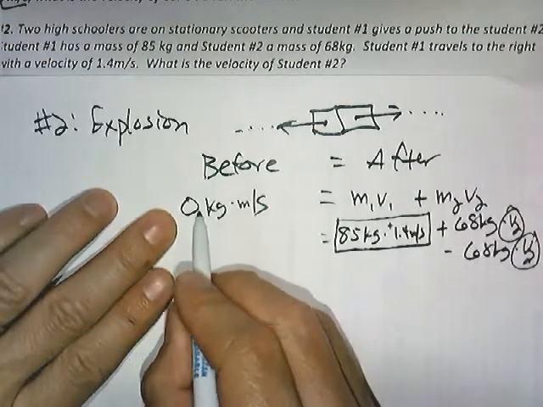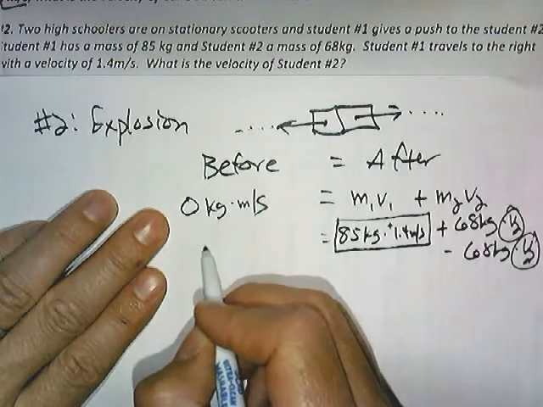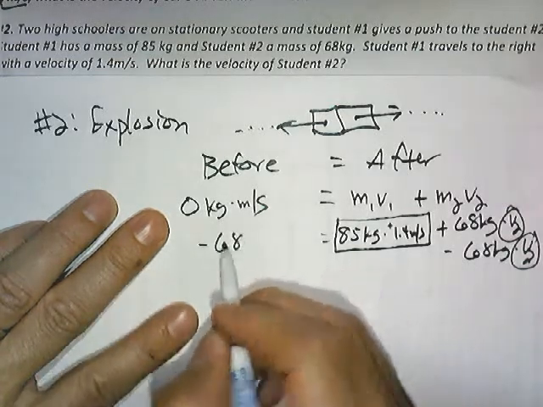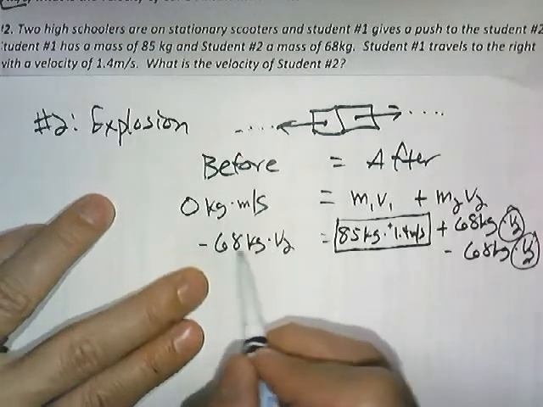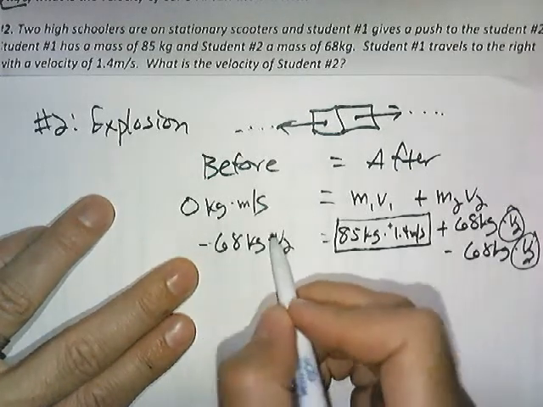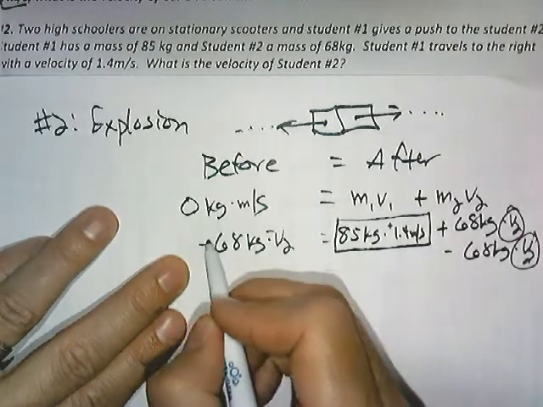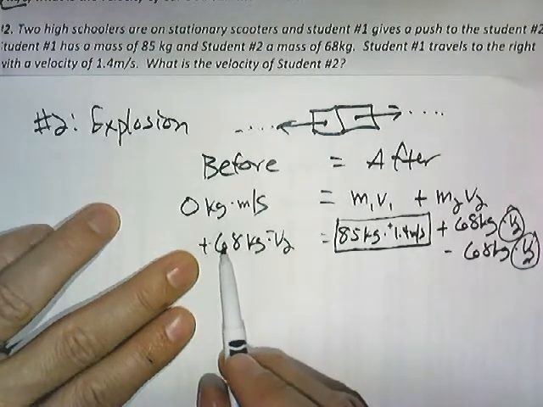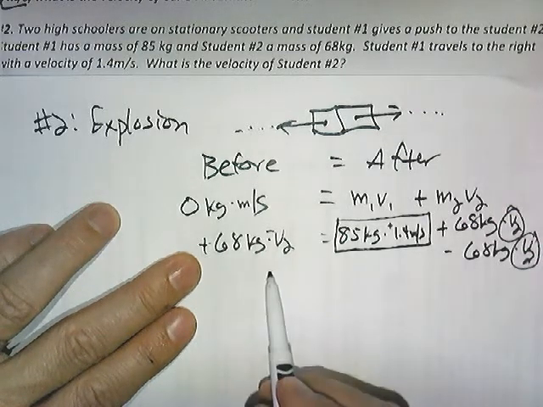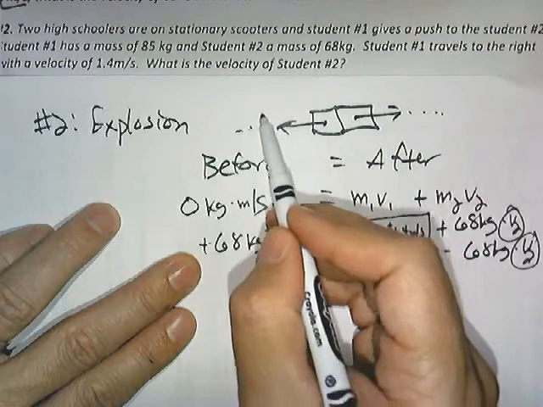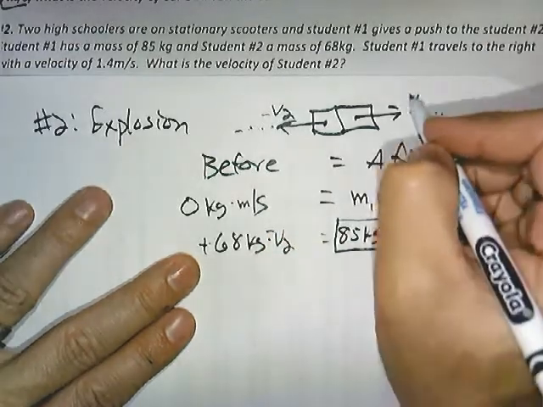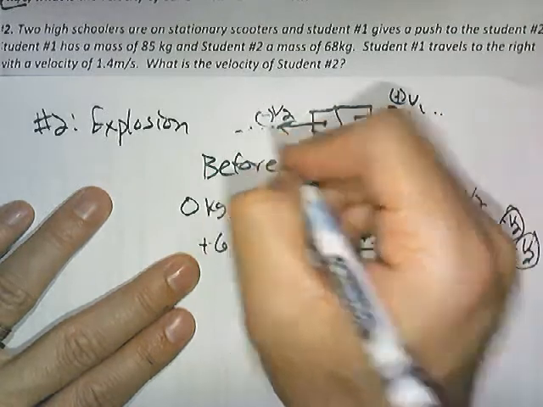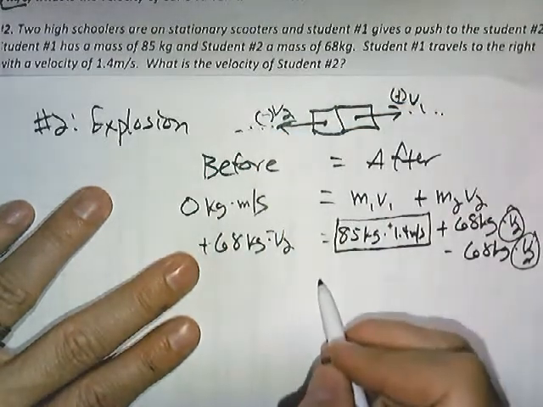So 0, I'm subtracting 68, so I get a negative 68 kilograms times V2. Remember, you can't have a negative mass, so this negative is really like saying a negative V2, 68 kilograms times a negative V2. In other words, this object is going to be traveling to the left, where this object was traveling to the right. We've defined positive and negative as being directional.